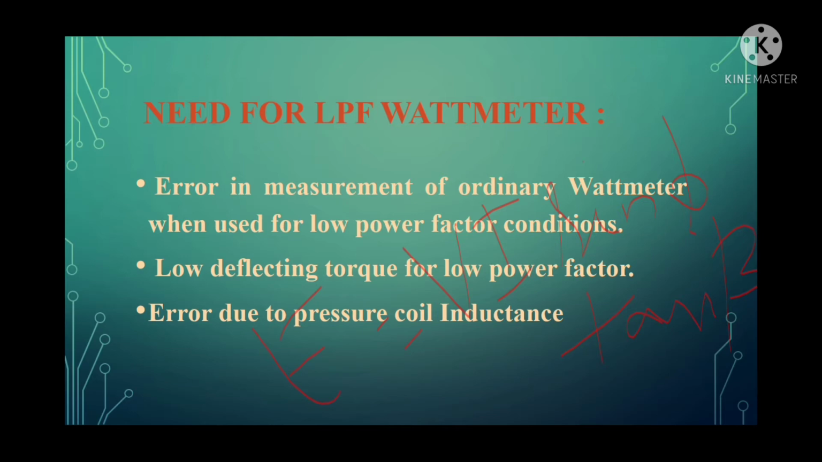So these are the two main factors which make us go for another type of wattmeter. The first main reason is low deflecting torque. Even for full scale deflection of current value in both the current coil and pressure coil, the deflecting torque will be less, and the second factor is the presence of pressure coil inductance. So due to these two factors, we go for a low power factor wattmeter instead of an electrodynamometer wattmeter.